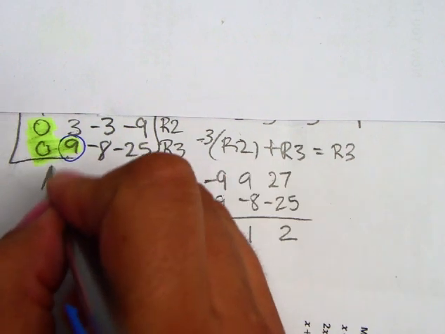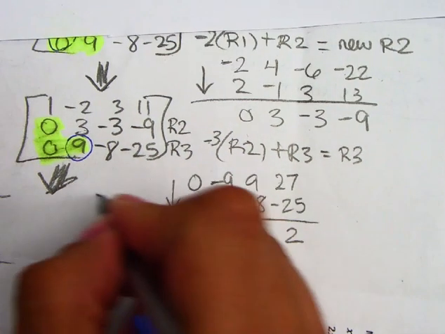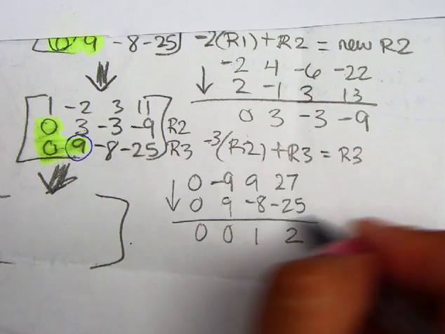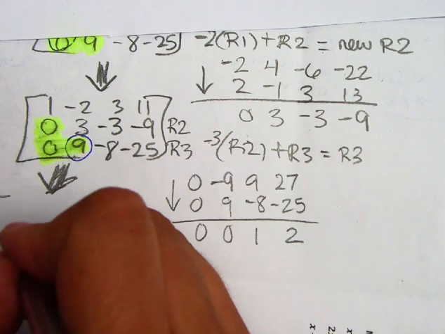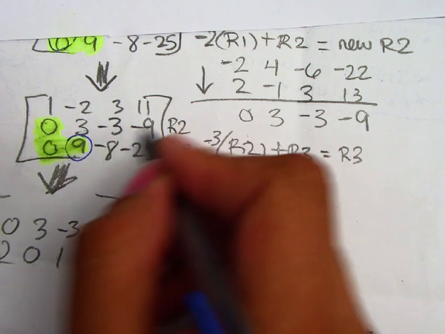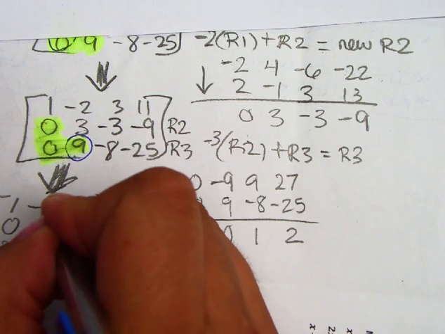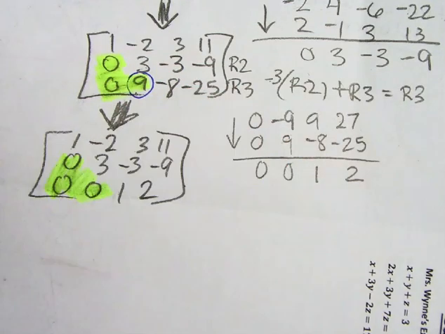So our new matrix will have the new row of row 3, 0, 0, 1, 2. The next one will be 0, 3, negative 3, negative 9. And then the last one, the top, 1, negative 2, 3, 11. So because we have all 3 zeros, we are done with the Gaussian elimination method.